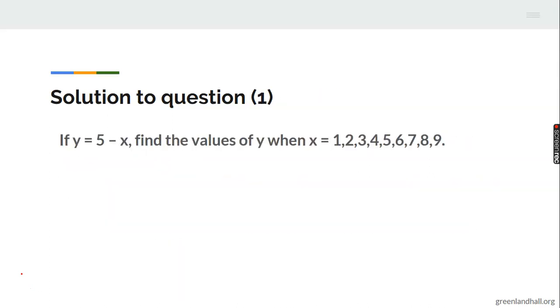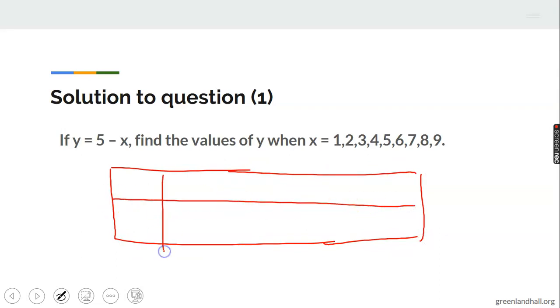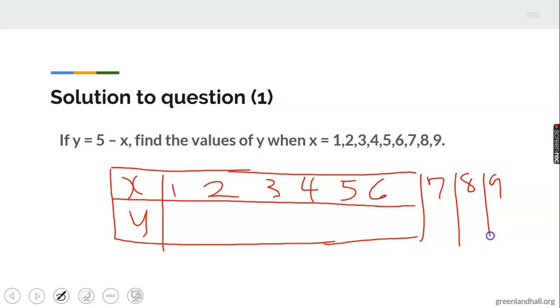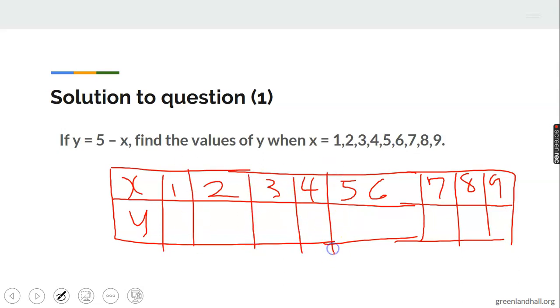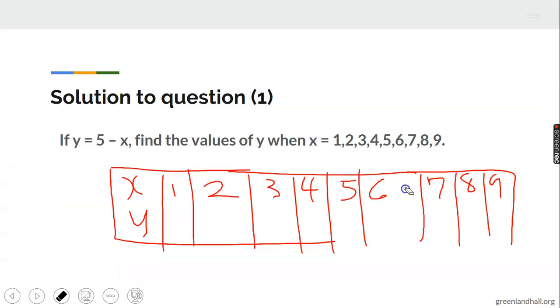And how do I do that? Let me just put it here. I will not be doing, put x, put y. I think by now I should be able to go about those things. 1, 2, 3, 4, 5, 6, 7, 8, 9. Don't mind my table.